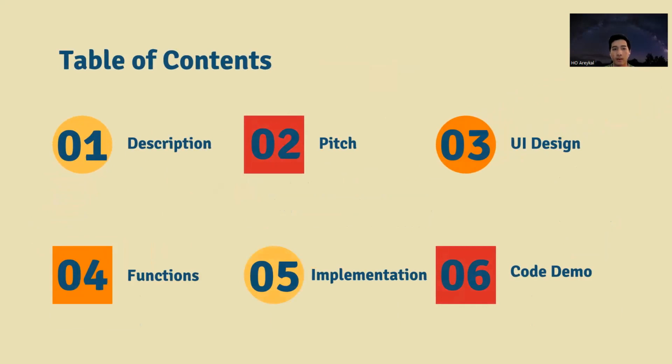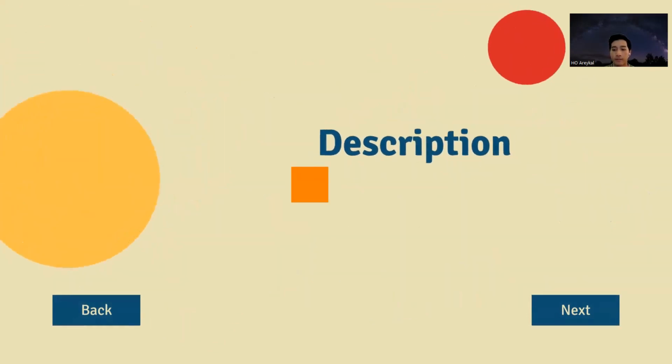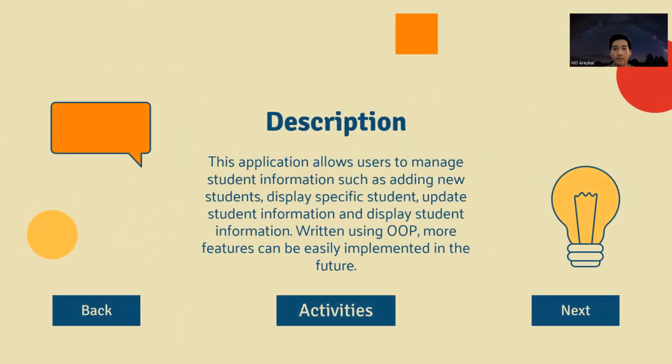And here is our table of contents. We have description, pitch, UI design, functions, implementation, and code demo. Let's start with description. So this application allows users to manage student information such as adding new students, displaying specific student, updating student information, and displaying student information. Written using OOP, more features can be easily implemented in the future.